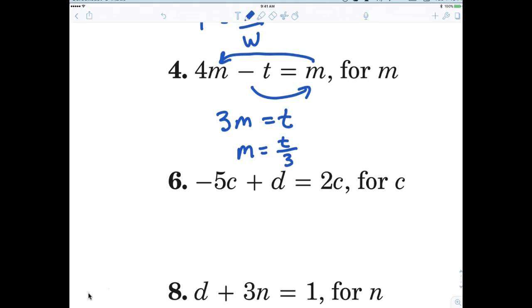So is the variable always on top? No. Why was it because T was negative? Never mind. All right. Here we go.